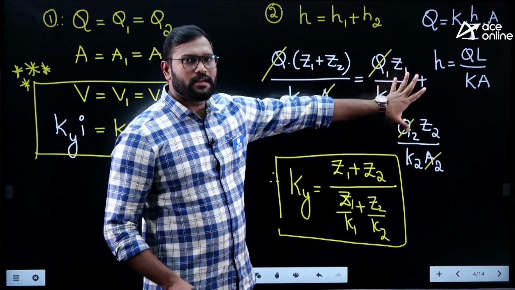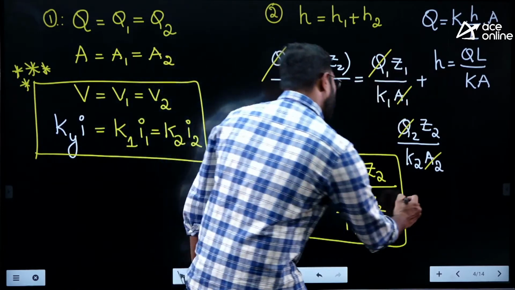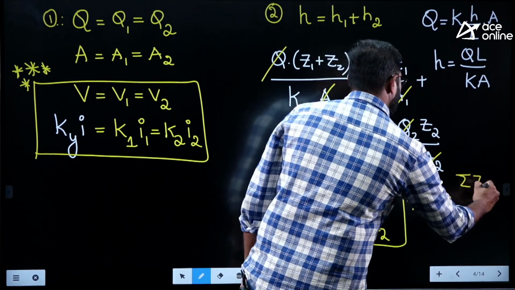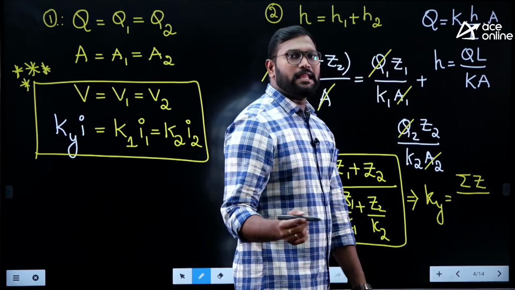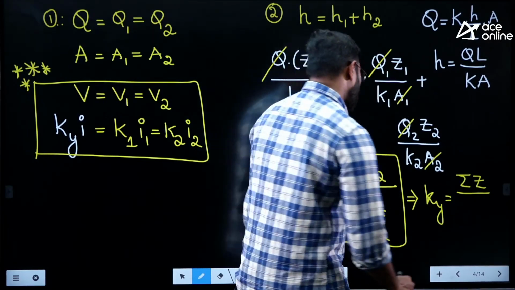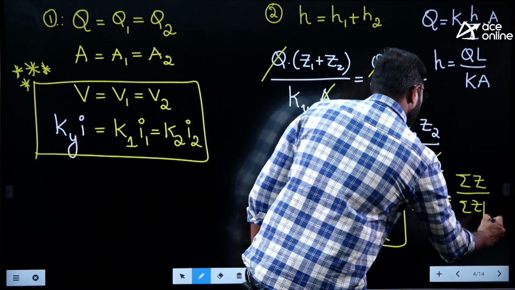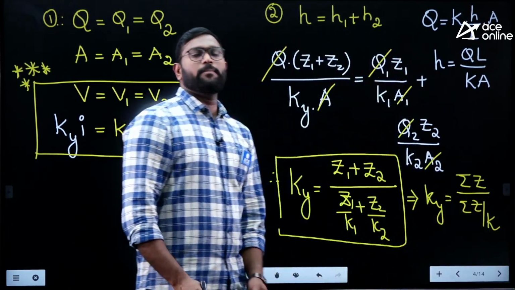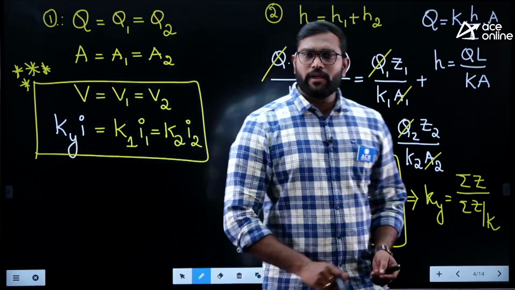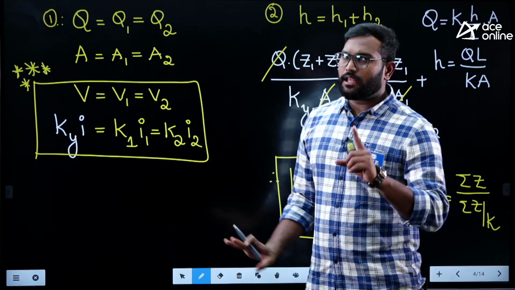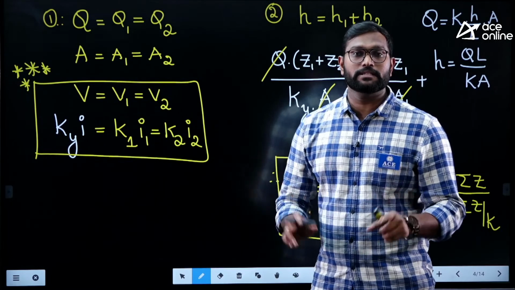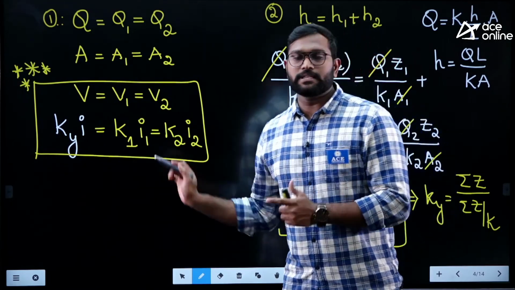You send the Ky to the other side, the remaining to here, and in simple words, I can write this as Ky is equal to summation of the seepage length, here Z represents the seepage length, by summation of Z by K. Okay. So here, one way, this is a logic. Logically, when the flow is perpendicular to bedding planes, I say velocities are same, discharge same, area same. So product of K into i must be same.